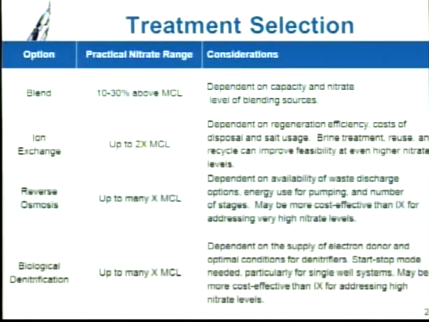So there's also this table in the handout that talks about what these options are, gives you some high-level views of the considerations that you need to think about. I think I've spoken to most of those already.